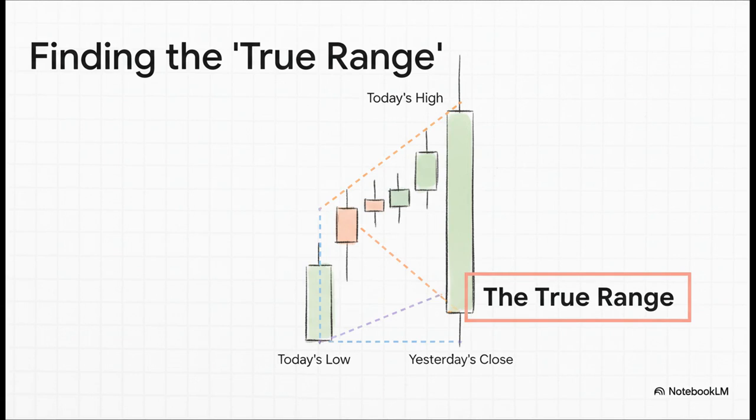Now here's the clever part. The true range doesn't just measure the distance between today's high and low. It also looks at how far today's price moved from yesterday's closing price. This is so important because markets can gap open, meaning the price today might start way different from where it ended yesterday. The true range actually captures that hidden volatility, giving us the full picture.